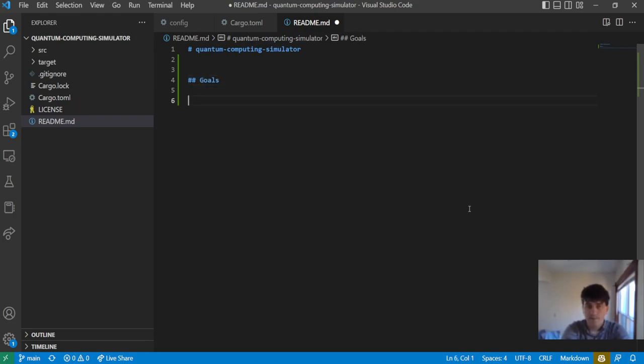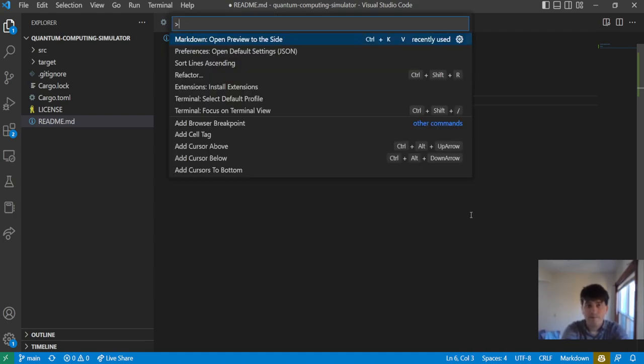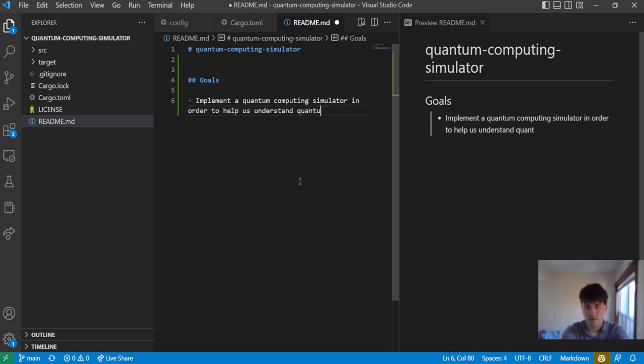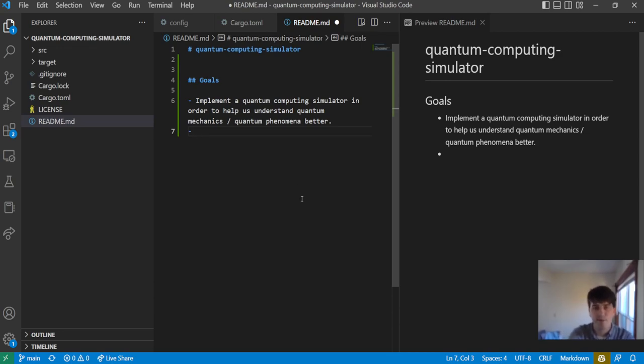Say goals. So goals, and we can do a markdown preview in case that helps people. Implement a quantum computing simulator in order to help us understand quantum mechanics, quantum phenomena better. That's my goal. That's really the broadest goal that I have. But in particular, tactically, what do I want to do? I want to simulate Shor's algorithm for factoring numbers. And we get to do some fun number theory also in here.